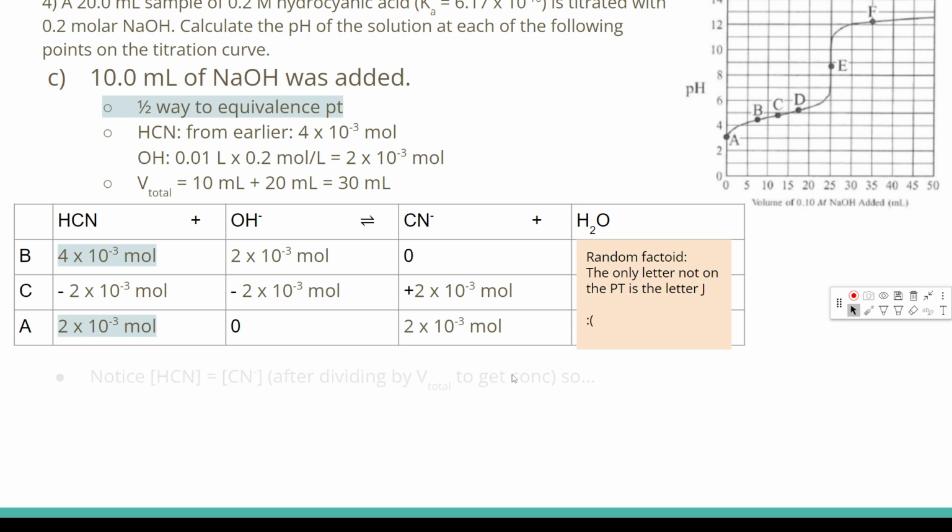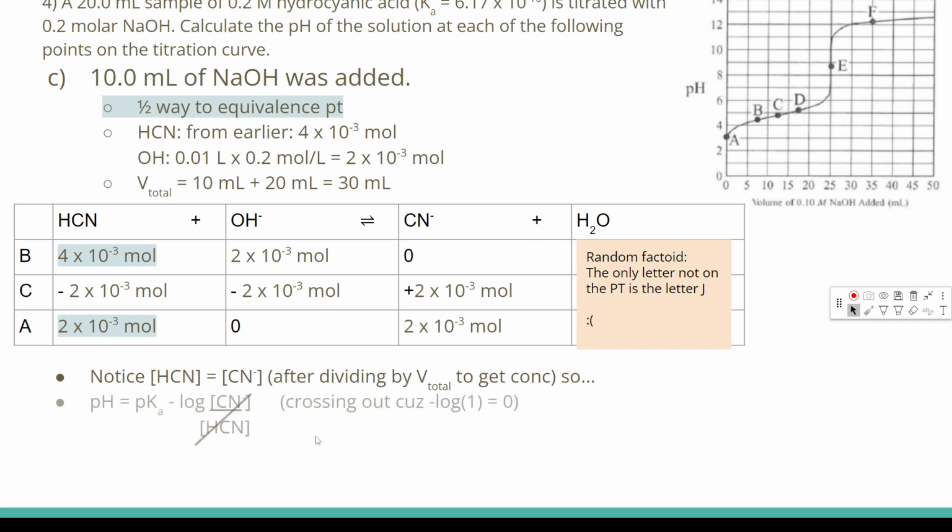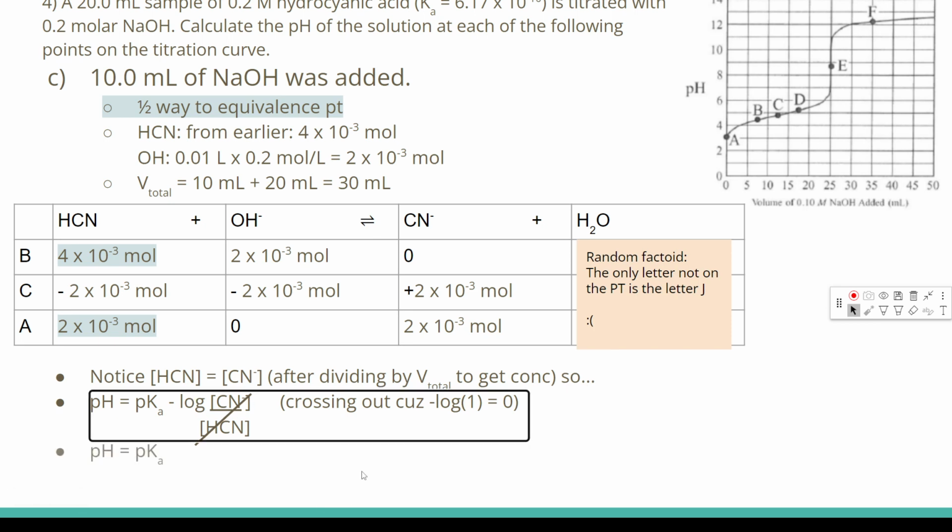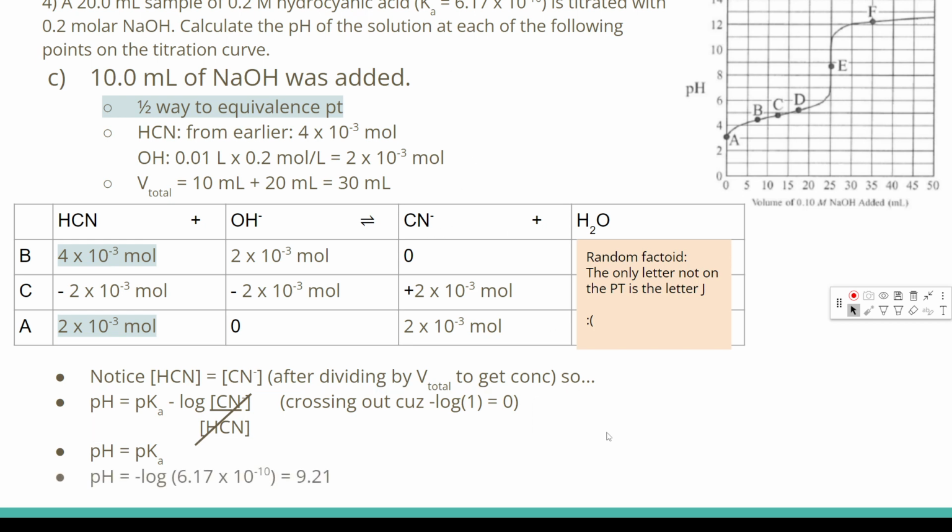Okay, and so we noticed that the HCN and CN minus have the same moles. And if I divided it by the V total, like the 30 mL, well, convert that to liters, the concentrations are going to be the same. And if I look at the HH equation, when the concentrations are the same, it's negative log of 1, because when you have something divided by something and they're the same number, it's 1. And negative log of 1 is 0. So that literally just crosses out. So my pH is just pKa. So you take the Ka value and do negative log of that, and then you get your pH. So there we go. Cool.